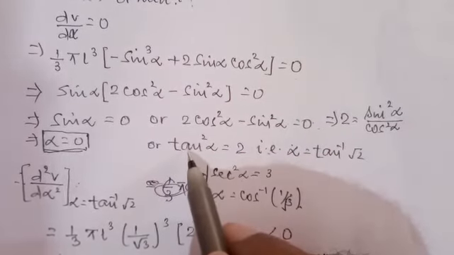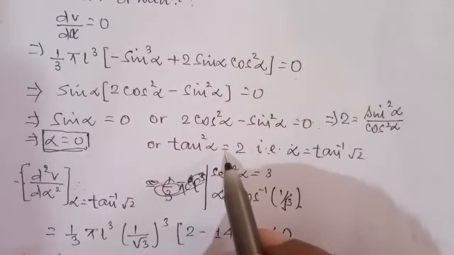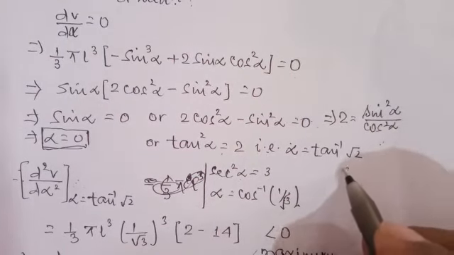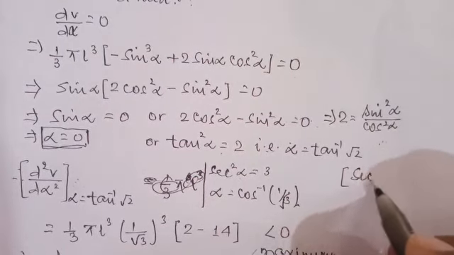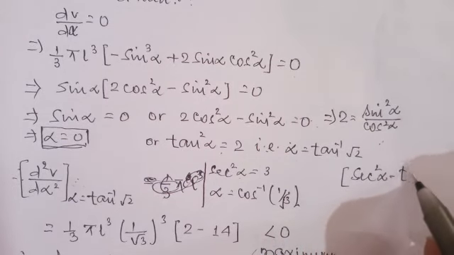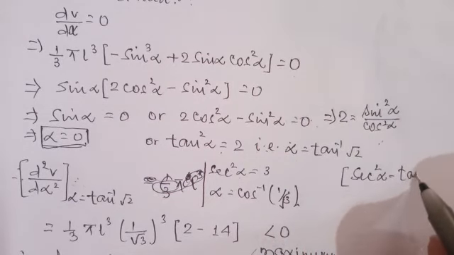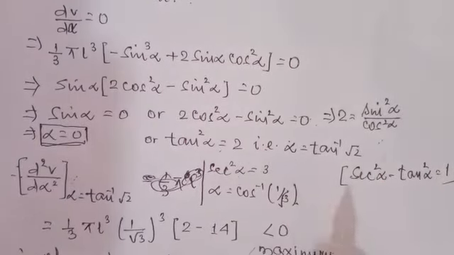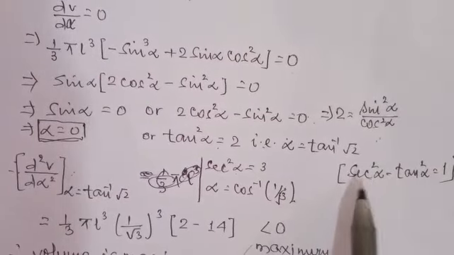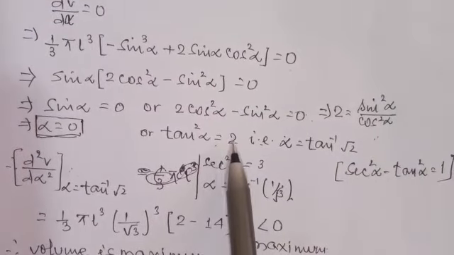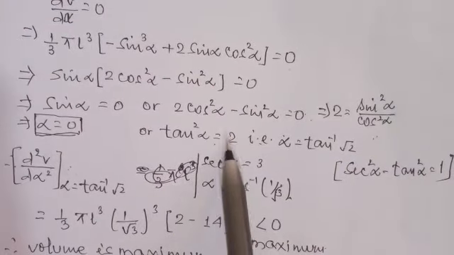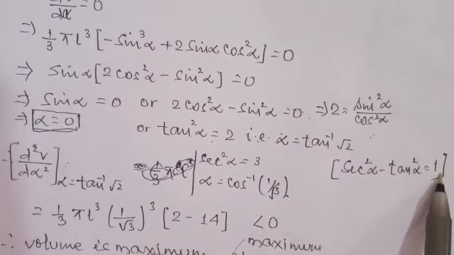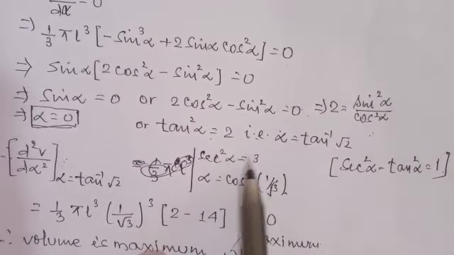Simplify more. tan square alpha is equal to 2. You know sec square alpha minus tan square alpha is equal to 1. You already know it. So for sec square alpha, you have tan square alpha equal to 2. So sec square alpha minus 2 is equal to 1. Hence sec square alpha is equal to 3.